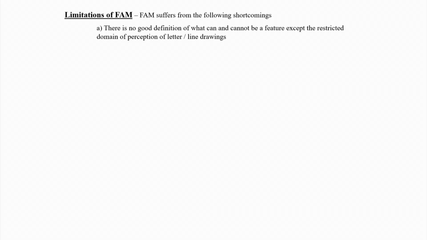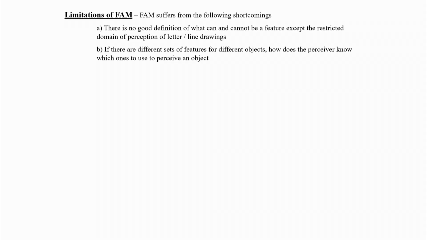The feature analysis model suffers from some very basic shortcomings. One of the first things is that there is no good definition of what a feature is and what is to be expected. So, the idea of what a feature should have and what a feature should not have is not very explicit, and once a definition of what a feature should and should not have is not out there, we do not know what should be a feature, and how these features are identified. Another problem is that there are different sets of features for different objects, and how does the perceiver know which ones to use to perceive an object.